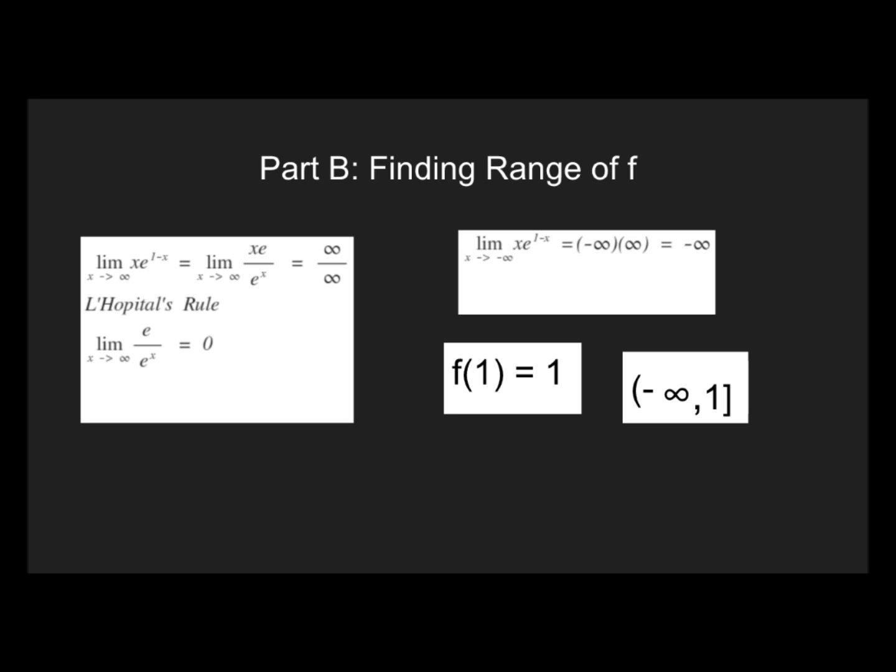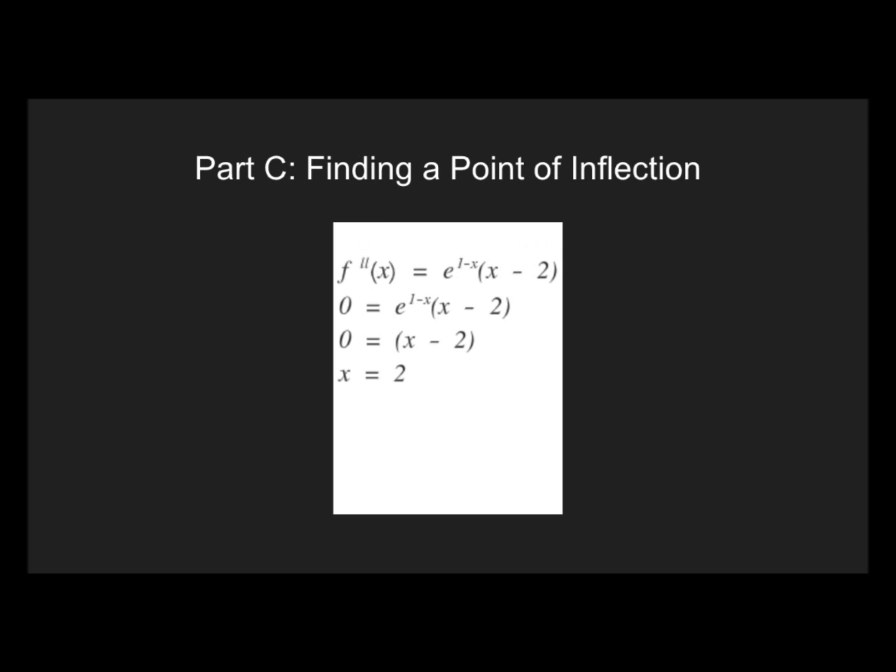So this tells us that the range of the function is from negative infinity to the maximum value. And the maximum value, f of 1, is equal to 1. So therefore, the range is from negative infinity to 1 with a closed bracket on 1.